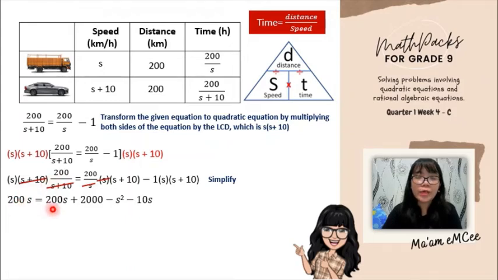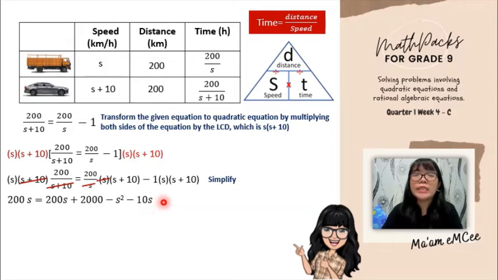That will be equal to, okay, we distribute 200 to S plus 10. So 200 times S is 200S. 200 times 10 is equal to 2,000. And then we also distribute this negative 1 and S to S plus 10. So negative 1 times S is negative S squared. Negative 1 times S times 10 is negative 10S. So this will be our quadratic equation.